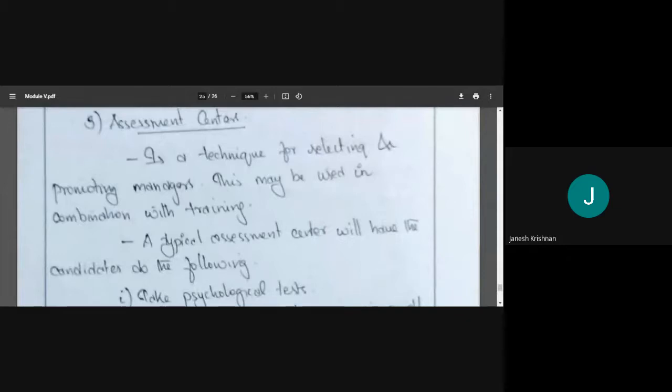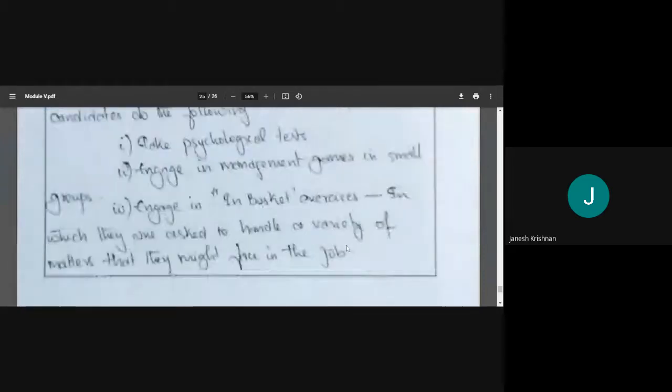What happens in assessment centers is that you undergo certain tests. You have to take psychological tests, to see what you are and how you react. Then you engage in small management games. You'll be put in small groups, given a small task, and asked to solve the problem. How is it done?